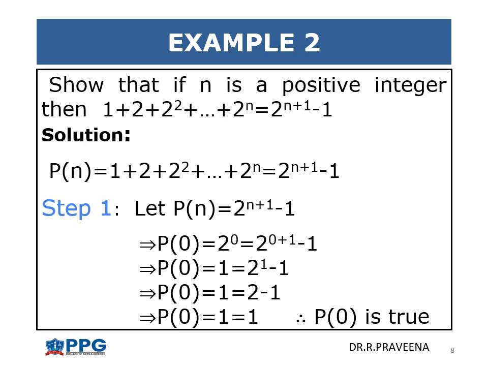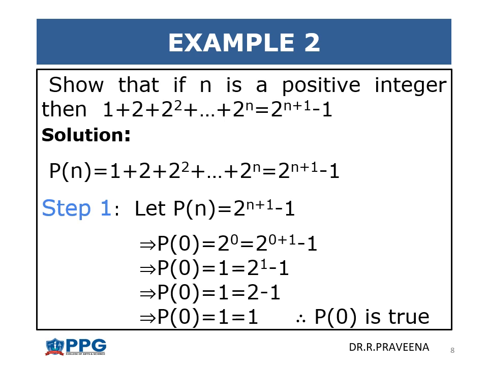Example 2. If n is a positive integer, then 1 plus 2 plus 2 square plus etc. plus 2 power n equal to 2 power n plus 1 minus 1. Solution. Let P of n be the proposition that 1 plus 2 plus 2 square plus etc. plus 2 power n equal to 2 power n plus 1 minus 1 for all non-negative integers. We have to show that P of n is true.